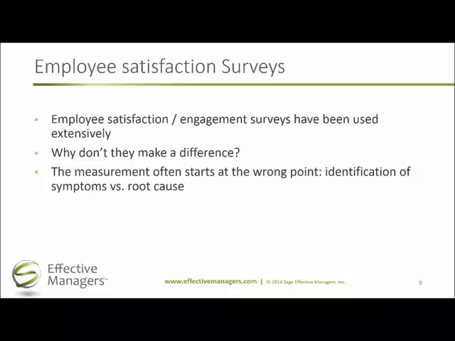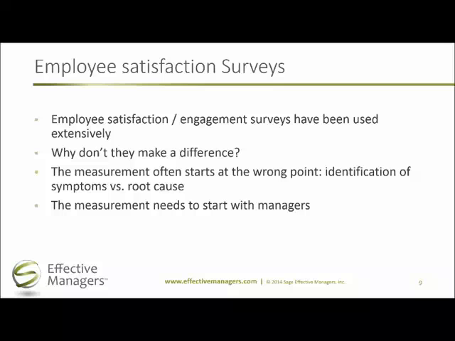And the premise that I'm putting forward to you today is that the measurement starts at the wrong point, and what we're really measuring when we're looking at employee satisfaction and employee engagement is the symptoms. And if you remember back to the service profit chain, employee satisfaction starts that profit chain, but it's driven by leadership and managerial behavior. So the point that I'm making is that the measurement really needs to start with and focus in on the managers.